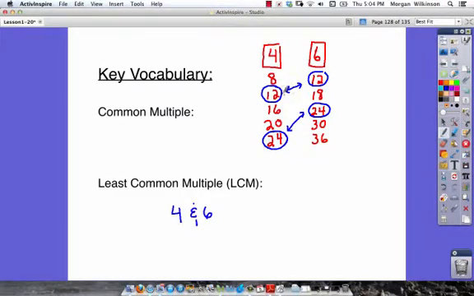It's just as it sounds. It's the smallest number they have in common, so it must be the least common multiple. So the least common multiple of 4 and 6 will be equal to 12. We can go ahead and use this information to help us with our definitions. And sometimes an example in numbers is just as good as an example with words. Let's move on to our next slide.